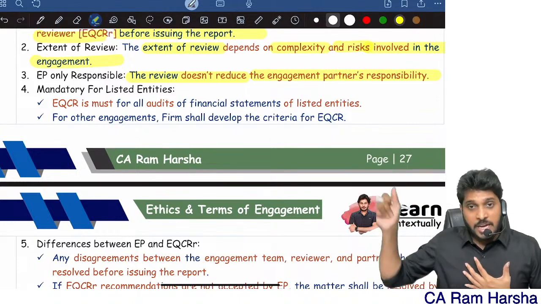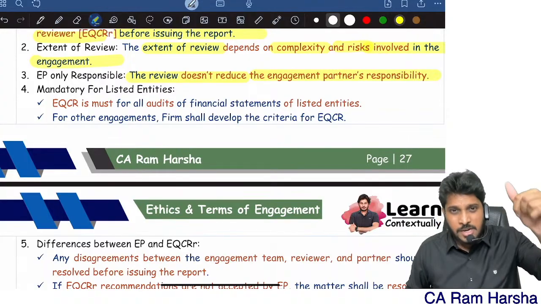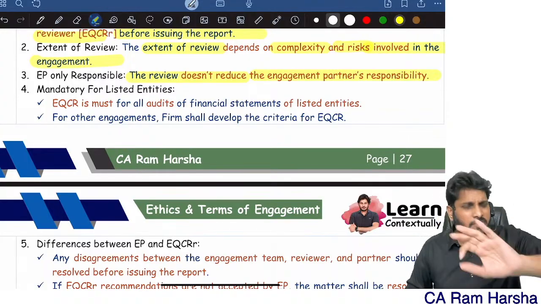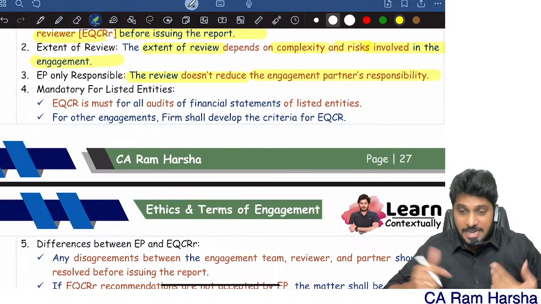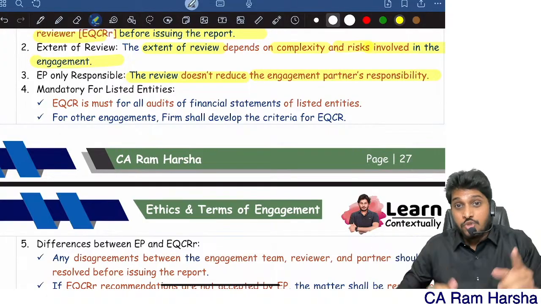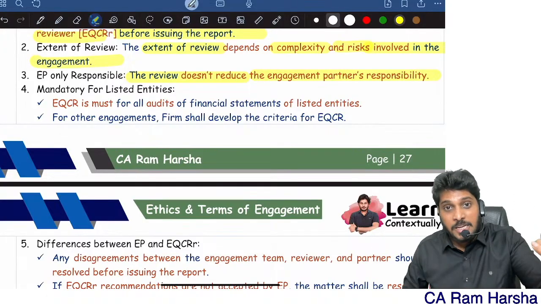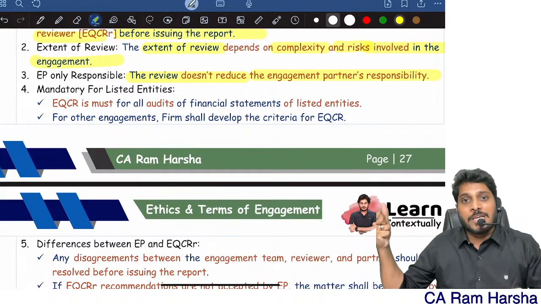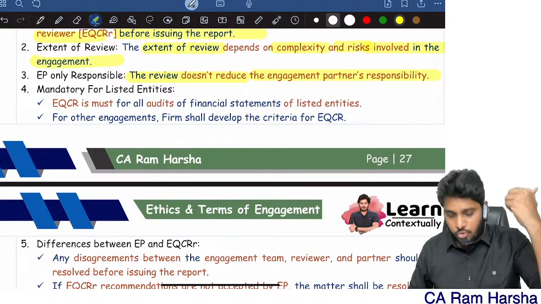Once he says, okay, Harsha, you can proceed, your conclusions, your work, your report, everything is proper, then I will proceed and give the unqualified opinion. So before I give a report to a client and third party, my entire work will be reviewed by somebody. So this is for better quality control.